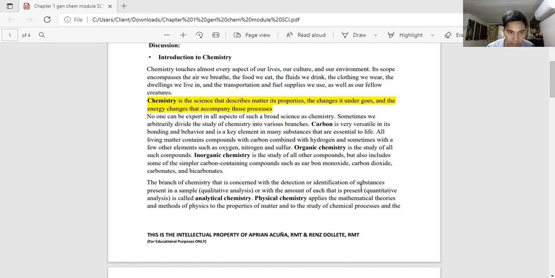Okay. The branch of chemistry that is concerned with the detection or identification of substances present in a sample is what you call your qualitative. Okay, it is the detection or identification of substance present in a sample. Okay, presence lang, present. Or ibig sabihin is kung ara siya o kung wala, it is the qualitative. Okay, positive or negative lang na ang qualitative. Detection or identification of substance present in a sample, with any amount of each it is present. Ang next is your quantitative analysis.